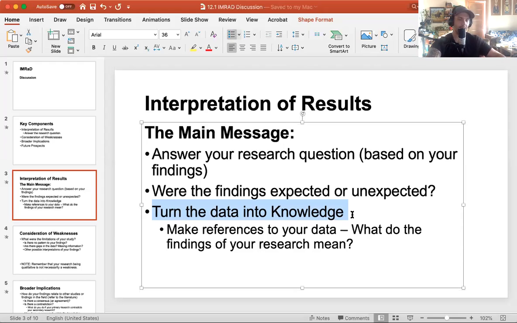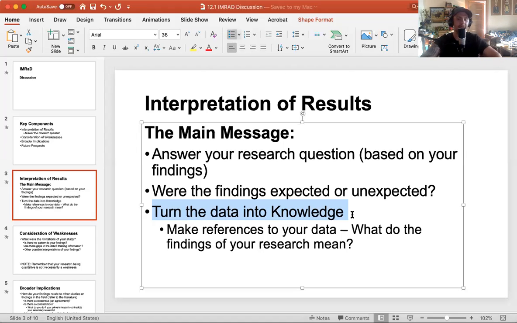You'll list the most important results in the results section, and then in the discussion section, you'll analyze and tell us what it means. It's one thing to say that there were high levels of arsenic in the water supply. That's results. That's information.